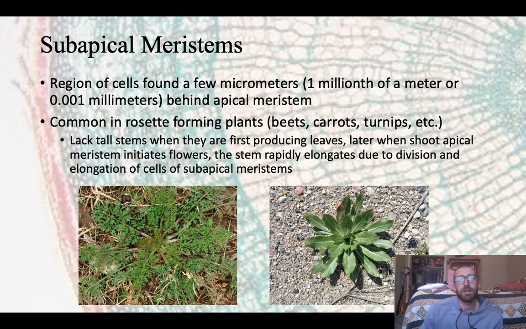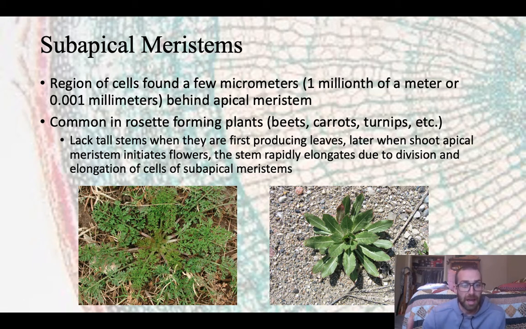So they grow one year, don't produce flowers. The second year, they're going to produce flowers. They typically lack tall stems when they are first producing leaves, so they're going to form this basal rosette that you'll see here and here. And eventually, later, when the time is right and they're going to initiate flowering, they're going to develop this stem that's going to grow out of here. There's going to be flowers at the end of the stem, and that is going to develop pretty rapidly.